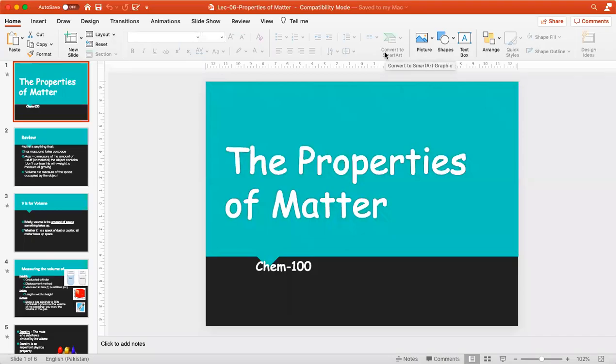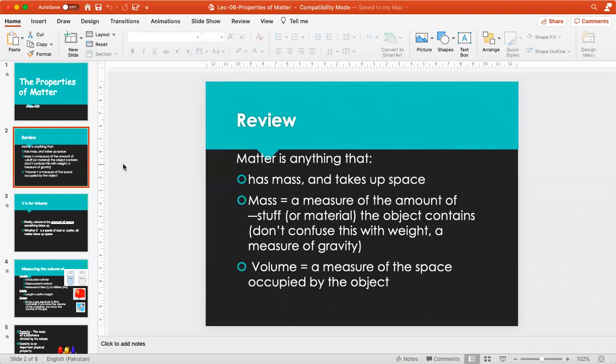Bismillahirrahmanirrahim. This is the next topic, which is known as the properties of matter. Okay, so this is lecture 6. Then let's discuss the properties of matter. And first of all, I'll review the previous.